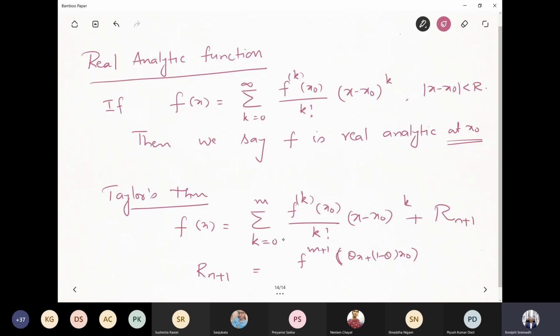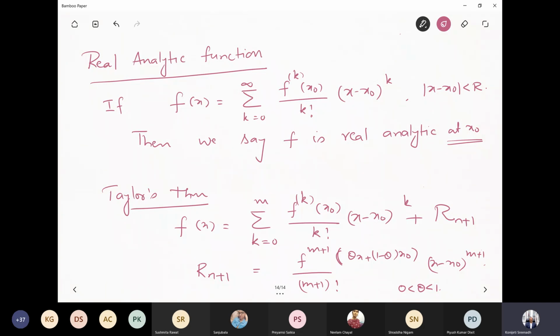at a point which is lying between x and x0, divided by (m+1) factorial, into (x - x0)^(m+1), where 0 is less than θ less than 1. So this is how the remainder term looks like. Okay.